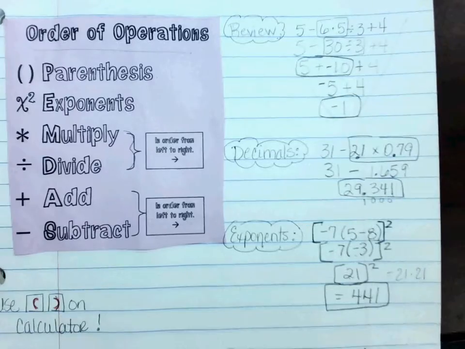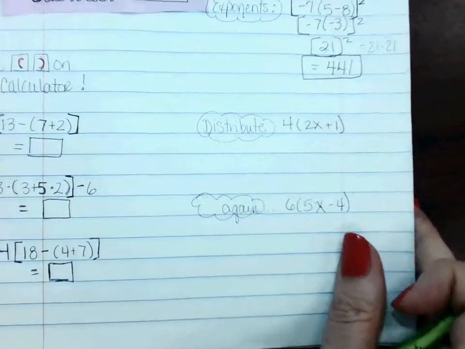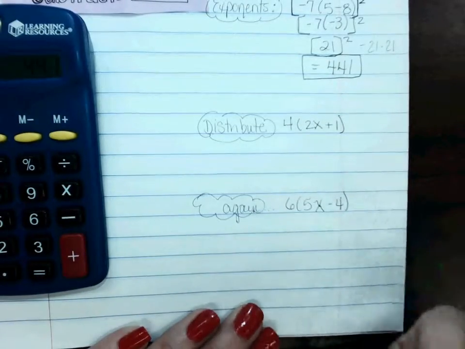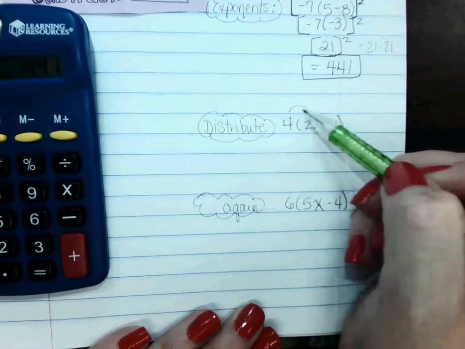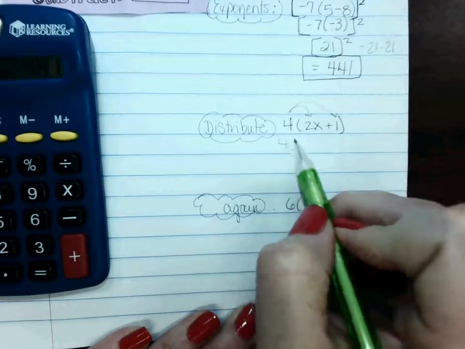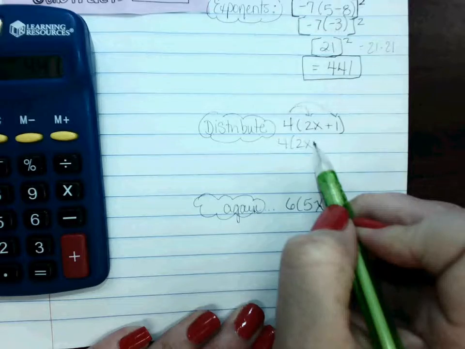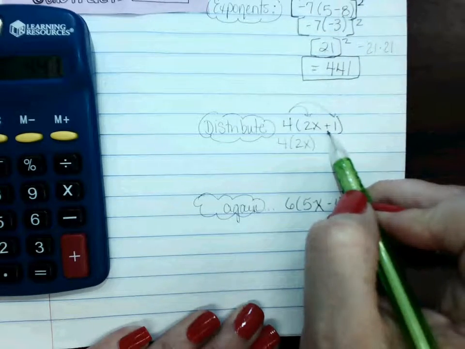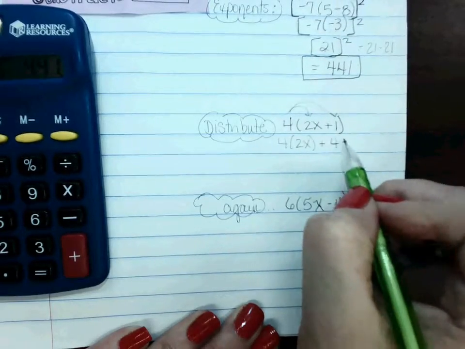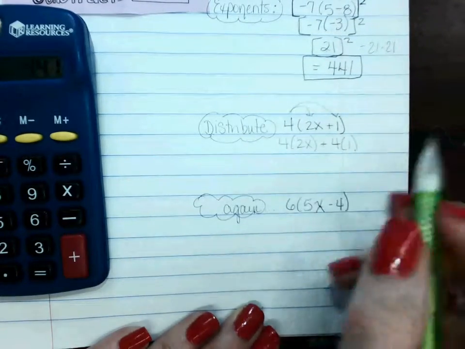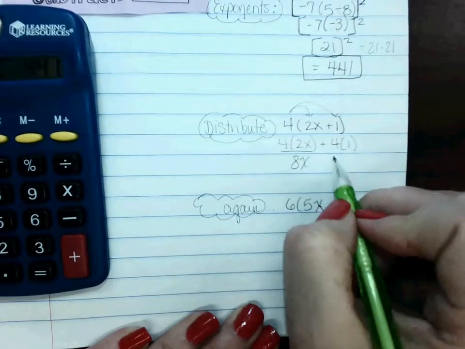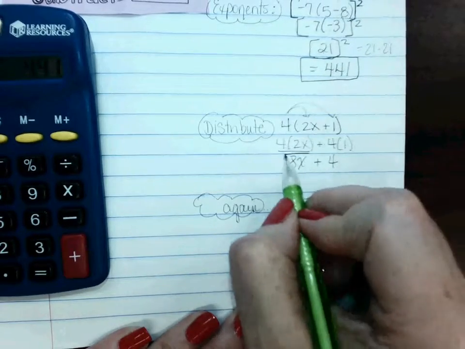Okay? So far it's mostly a review, but this hits the 7th grade. The distribution. Remember the newspaper boy. He's going to deliver to both houses. So 4 times 2x, and then this is a positive 1. So 4 times positive 1, I'm going to write it like this because my answer is going to be positive. Now multiply this. 4 times 2x is 8x. 4 times 1 is 4.